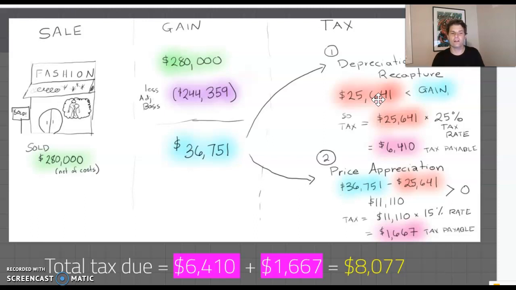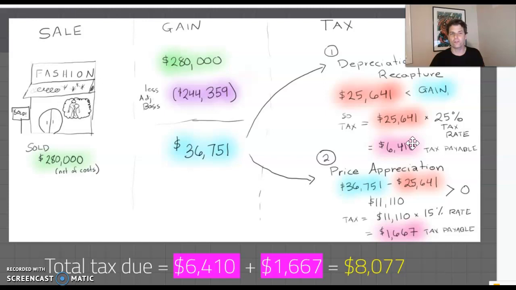If it's the other way around, if your capital gain is less than the amount that you depreciated, then we're only going to have one marginal tax rate, and it's this first one. I'll pay a 25% tax on everything because it's less than the depreciation I took over the life of it. So therefore, some of the depreciation I took actually happened, and therefore I never have to pay tax on that. But here I have a higher gain than my depreciation recapture that I took, so I pay 25% tax on the full depreciation amount, $25,641, to give me just over $6,000 of tax payable.